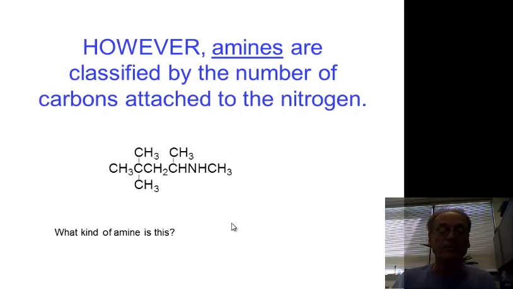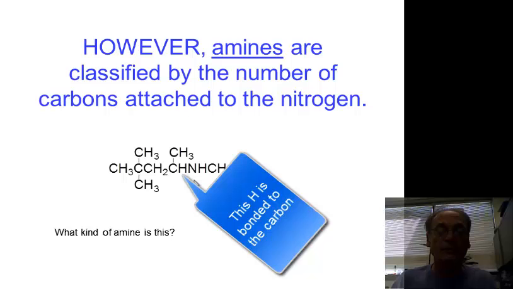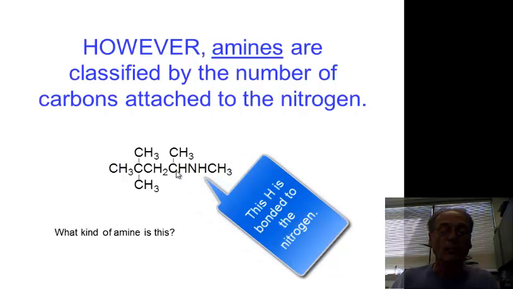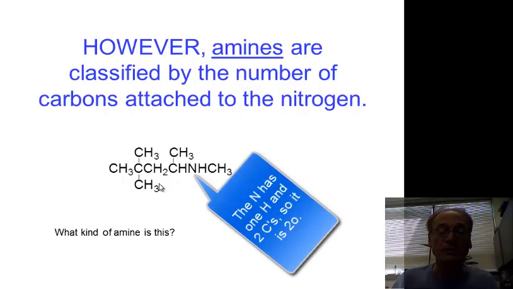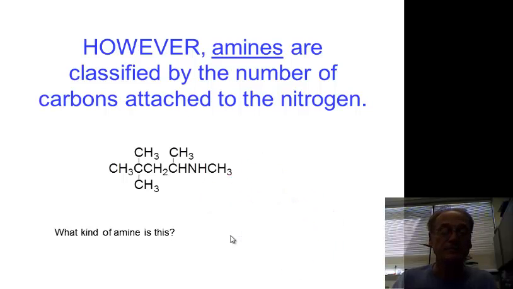And what kind of amine is this? Well, looking carefully, this is a little complicated. Notice that here's the nitrogen, and how many carbons does it have attached to it? One over here and one over here. So it has two carbons attached to it. Doesn't matter what kind of carbons they are, doesn't matter how big the carbon group is. What matters is that the number of carbons attached is 2, and therefore this is a secondary amine.